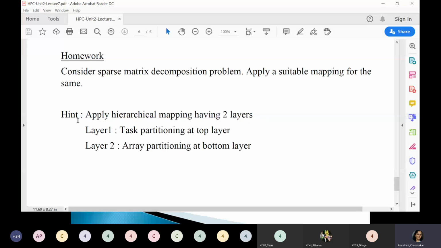The hint is also given: layer 1, layer 2. Just apply the top layer by pure task partitioning, and for the bottom layer, can I apply array partitioning? We had seen a number of array partitioning schemes, that is block. So combine them and see. Apply your vision and solve it, and we can discuss also.